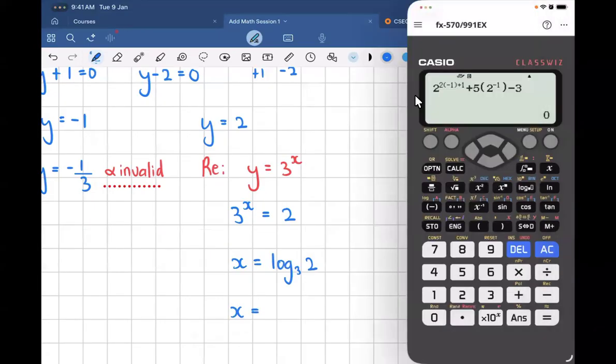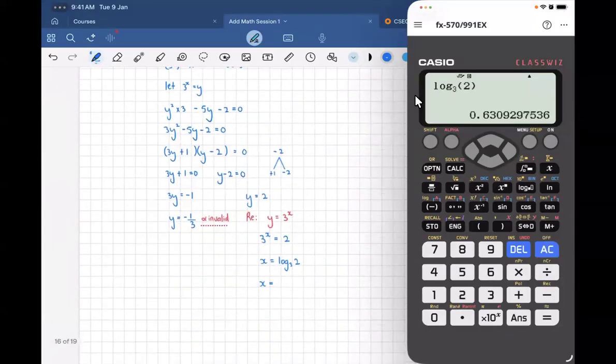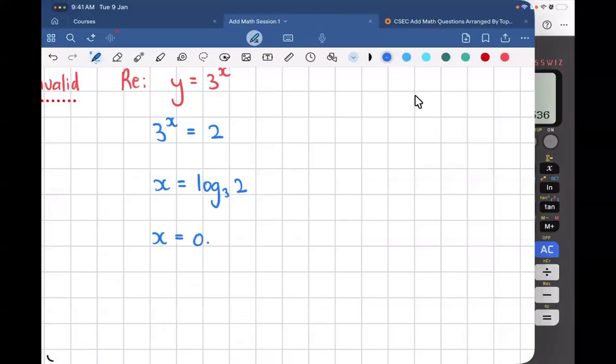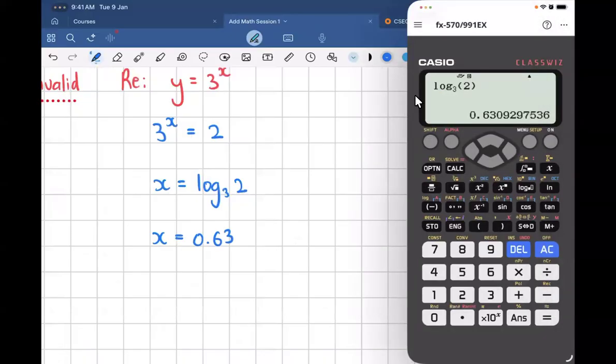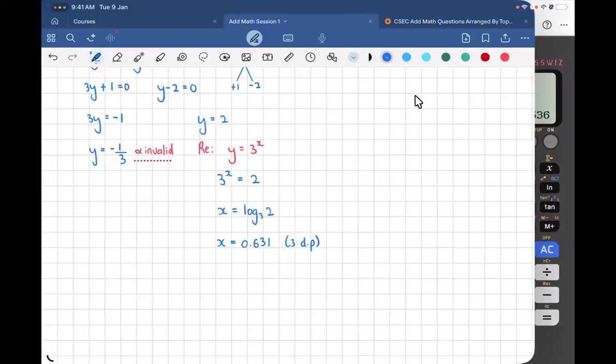So let me know what you're getting for that. I got 0.63. And they wanted the answer to 3 decimal places, so that'll be 0.631. So you see how logs come into play? Yes, sir. Not every time can you figure out what power you'd have to raise a number to in order to get it. Not all the time are the examples standard, so you'd need to use log sometimes.